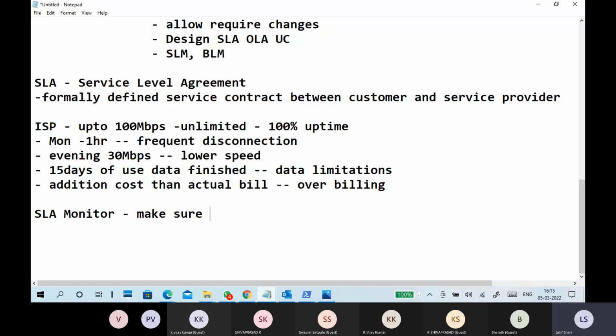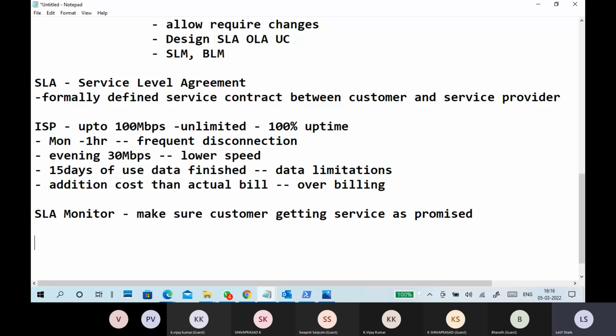Make sure the customer is getting service as promised. So you have to do SLA monitoring compulsory. Make sure that it is there.